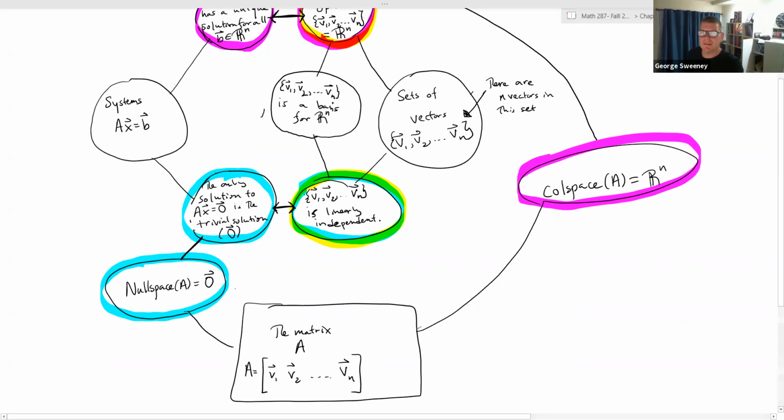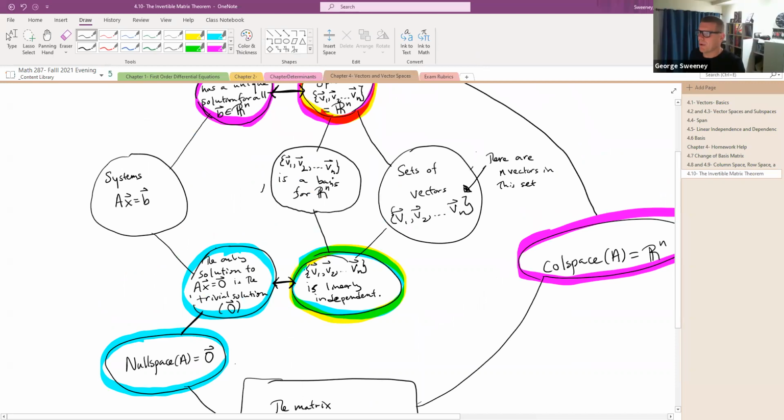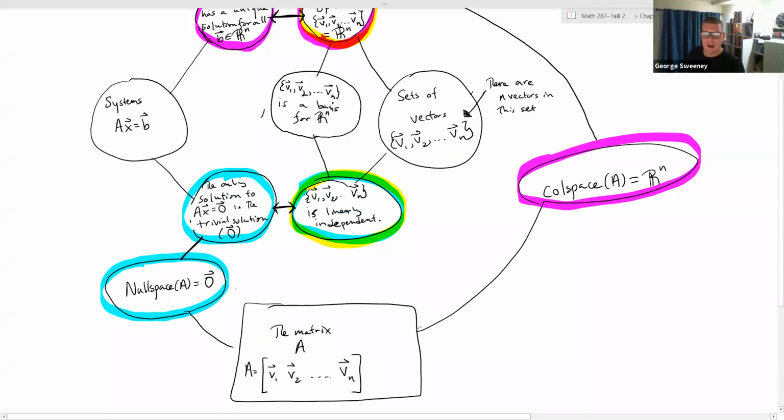Does that make sense? Yes, it does. Thank you. Yeah, and that's the whole idea. We're trying to bring some key ideas together from the entire chapter. All right. What else do we know about the matrix? We've got a square matrix. We're going to say the only solution to AX equals 0 is the trivial solution. What's another thing that I know?